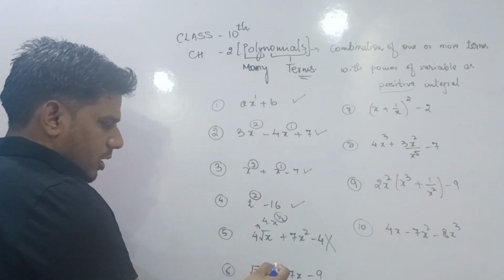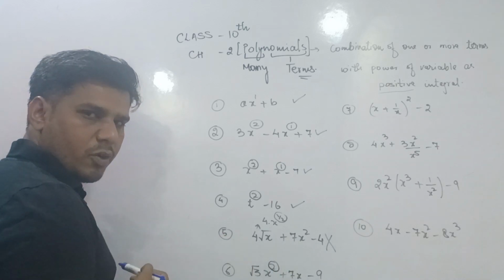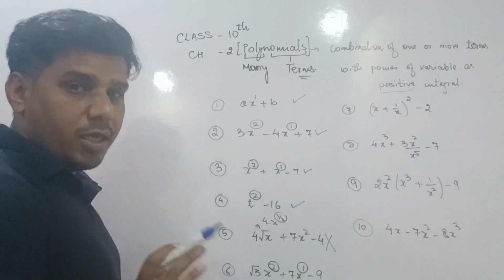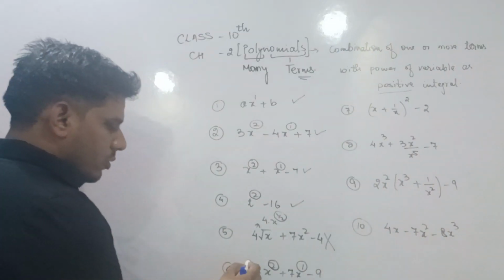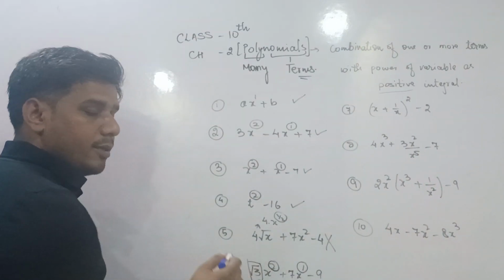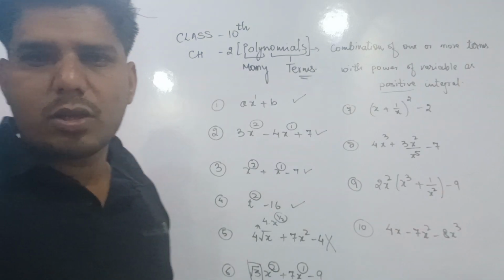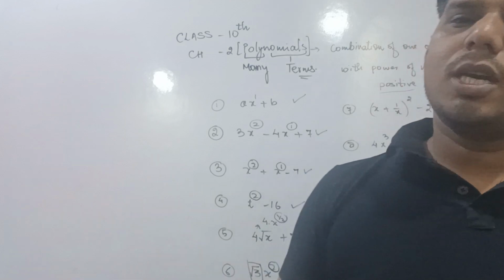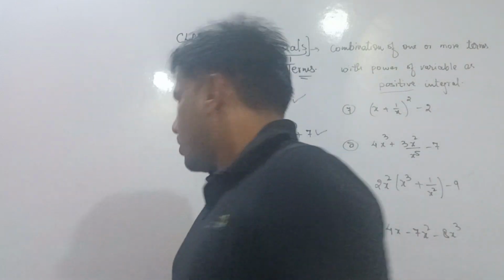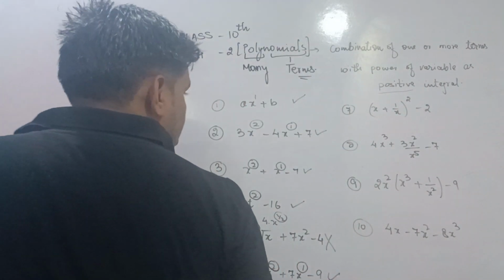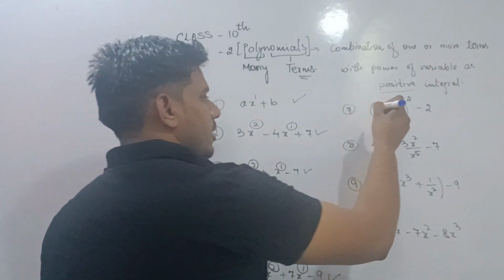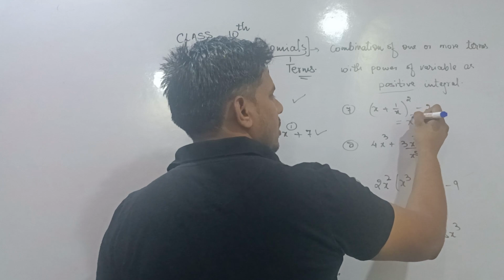Last one, here we can check x raised to 2, so it is a positive integer, power of variable here is also a positive integer, so we can say it is a polynomial. Don't look at root 3, here it is constant, we do not talk about the constant powers here. In the polynomial we need to check power of variable only, so it will also be the polynomial. Sixth one.